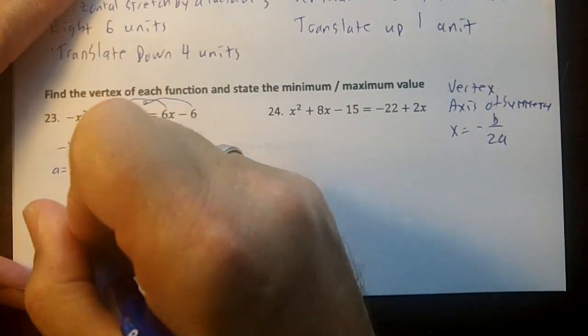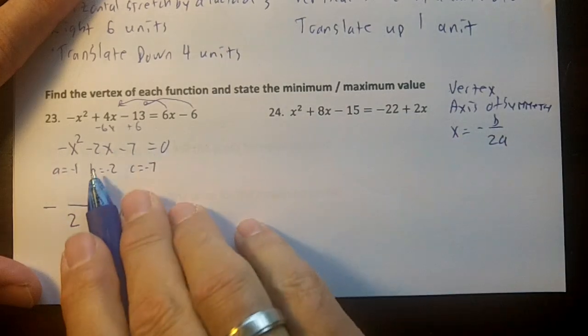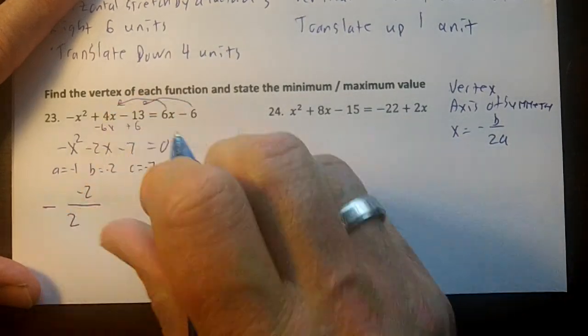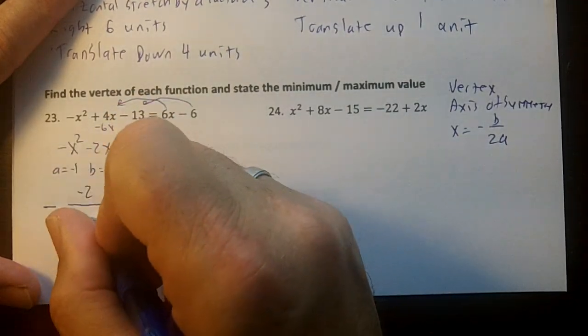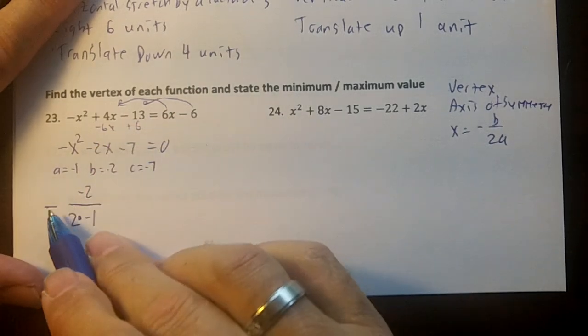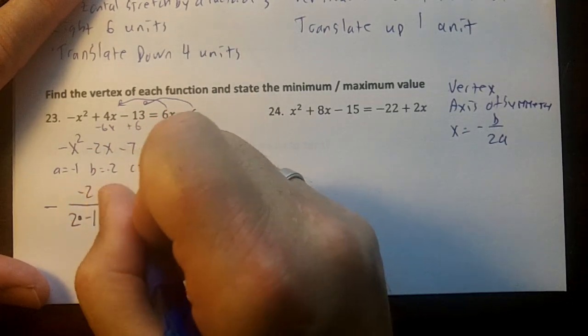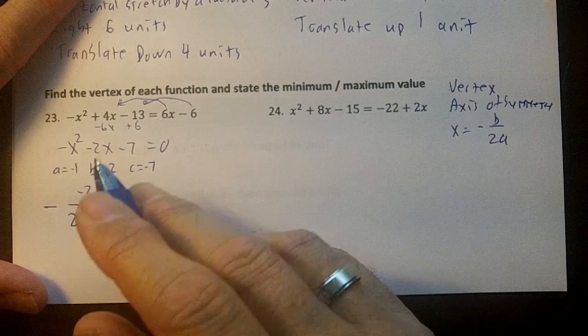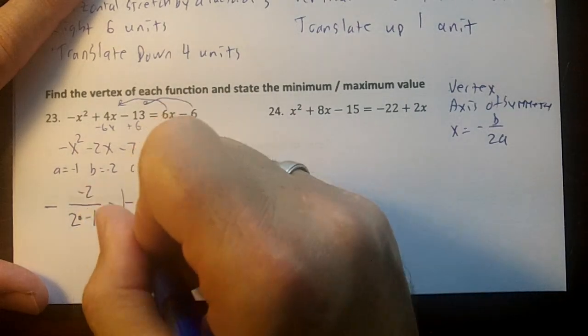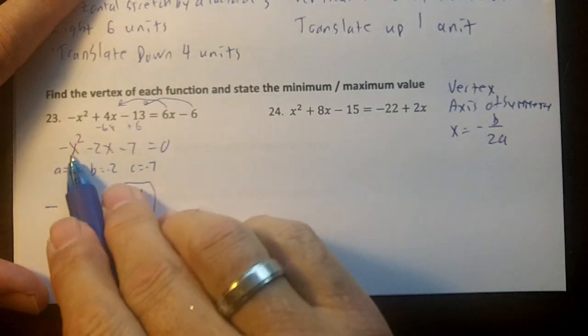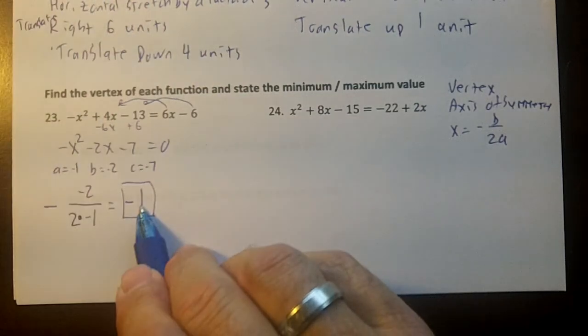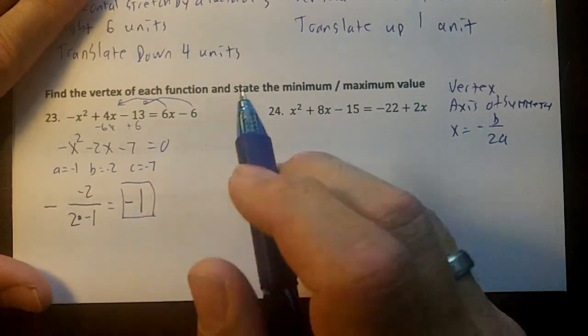Draw negative fraction bar 2. My b is negative 2, and my a is negative 1. So I'm going to multiply this out. 3 negatives makes a negative, and 2 divided by 2 is going to be 1. Okay? Now then, you would graph this and hit Control T and get your negative 1, right?